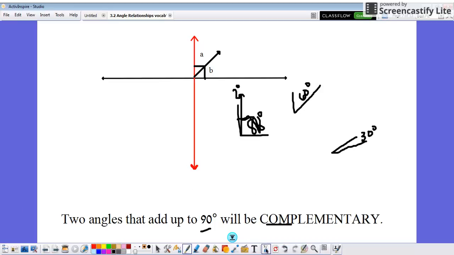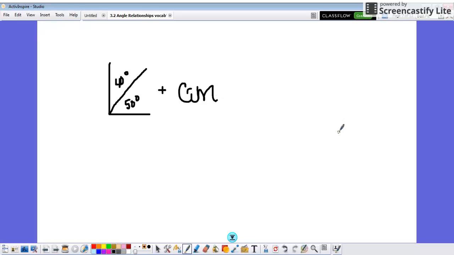Again, I think it's helpful for you to see those together. And it's going to be difficult because what I have to work with is a little difficult to draw and write with. But if I said this was 40 degrees and this angle was 50 degrees, these two together would be complementary. And again, so sorry. Complementary.